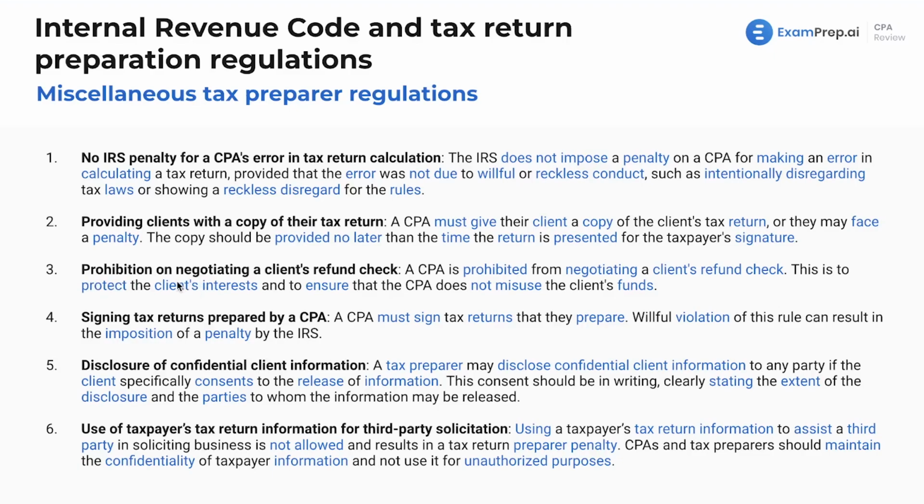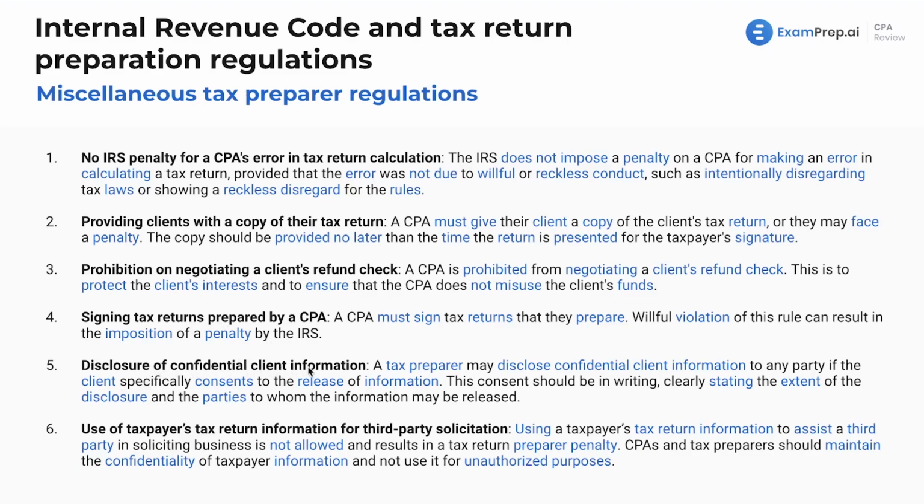Prohibition on negotiating a client's refund check. Again, we've mentioned this a few times. The CPA is prohibited from negotiating a client's refund check. This is to protect the client's interests and to ensure that the CPA does not misuse the client's funds. Sounds pretty solid to me. Signing tax returns prepared by a CPA. Well, CPA must sign tax returns that they prepare. Any willful violation of this rule can result in imposition of a penalty by the IRS.